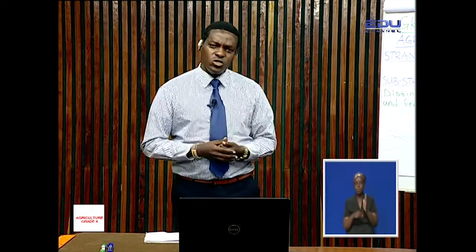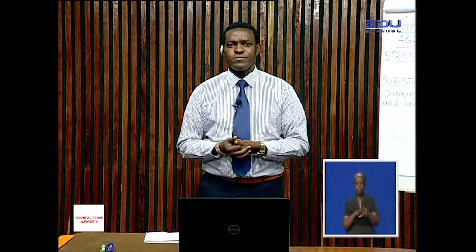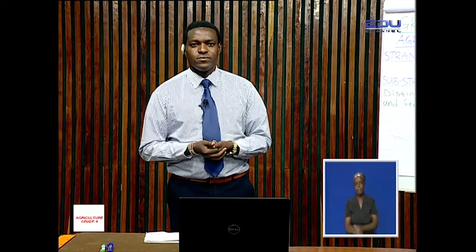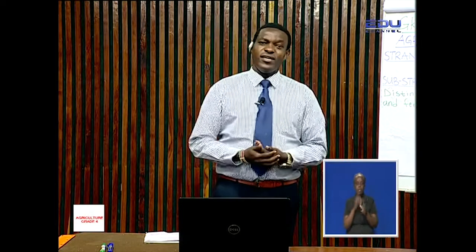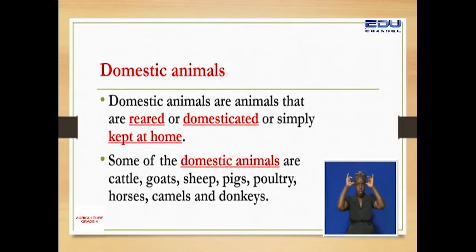What are the examples that you have given on domestic animals? Yes, the various domestic animals include the cattle, the goats, the sheep. We have pigs, we have poultry. Poultry are the birds that we keep at home. They could be hens, they could be ducks, they could be turkeys. All those birds are called poultry.